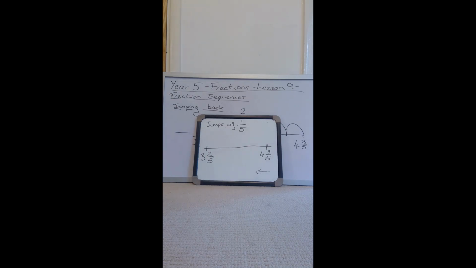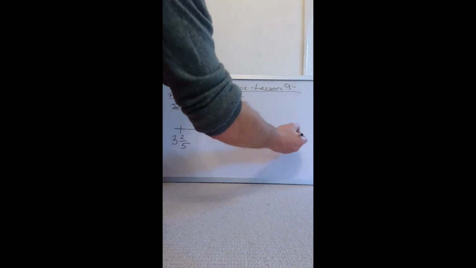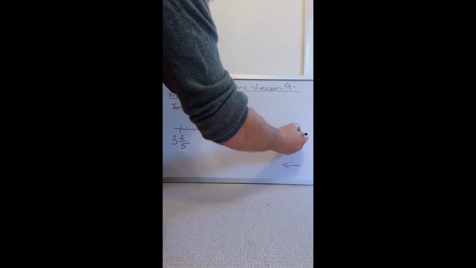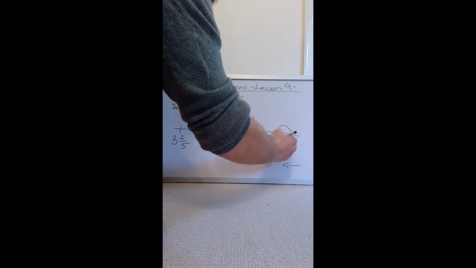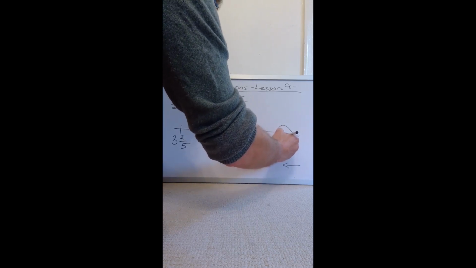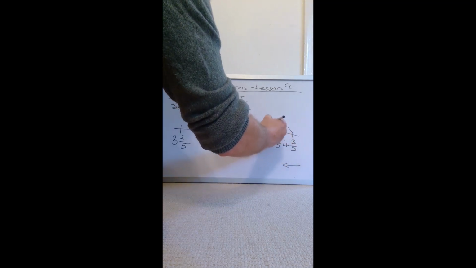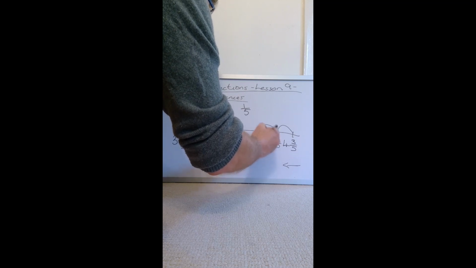So when counting back in fifths on this problem, I'm hoping that you were taking off 1/5 each time because the number will be getting smaller again. So 4 and 3/5, you take off 1/5 becomes 4 and 2/5. Jump back again, 4 and 1/5. If you jump back again, we have no fifths now, so we have a whole number.